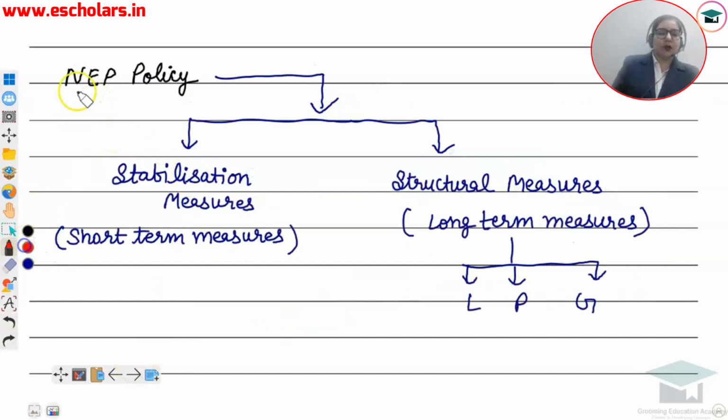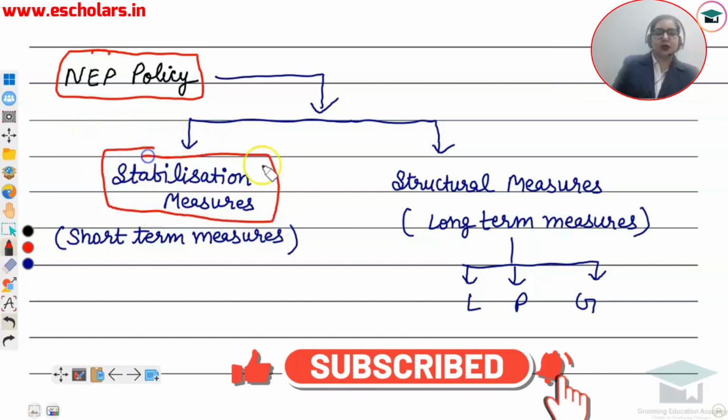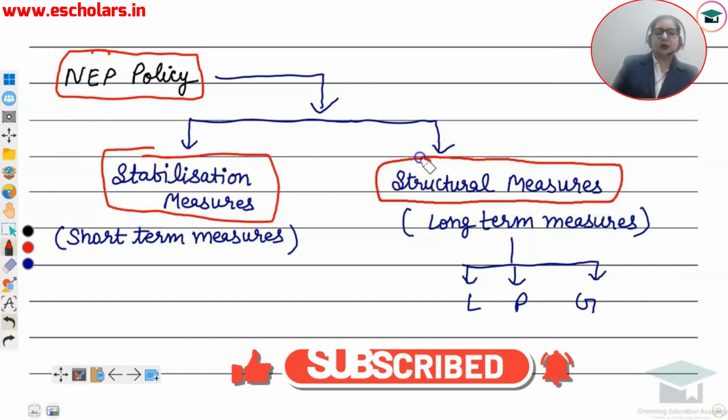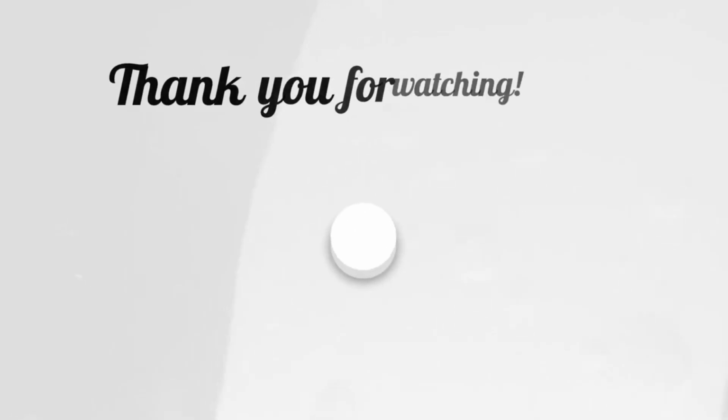Now students, we will talk about the NEP policies. So measures included under the NEP policy are divided into two. First is stabilization measures, another one is structural measures. Stabilization measures are basically the short-term measures used in order to bring price stability or stabilization in the economy. And structural reforms or structural measures are basically the long-term measures. Okay, so these are basically liberalization, privatization and globalization.